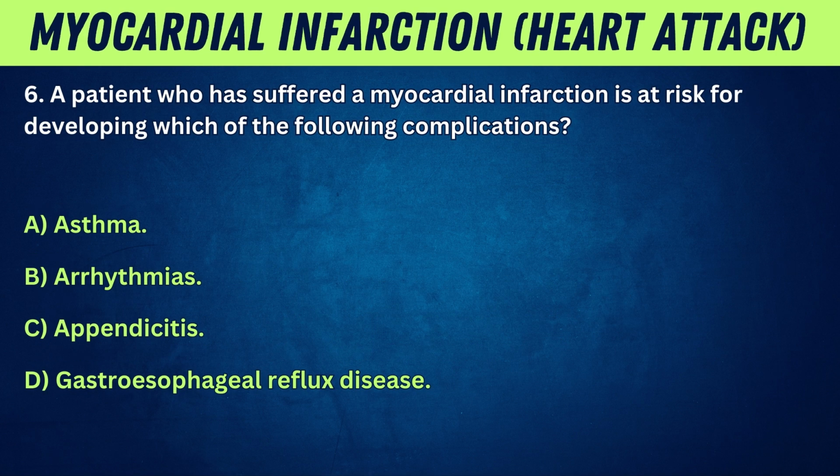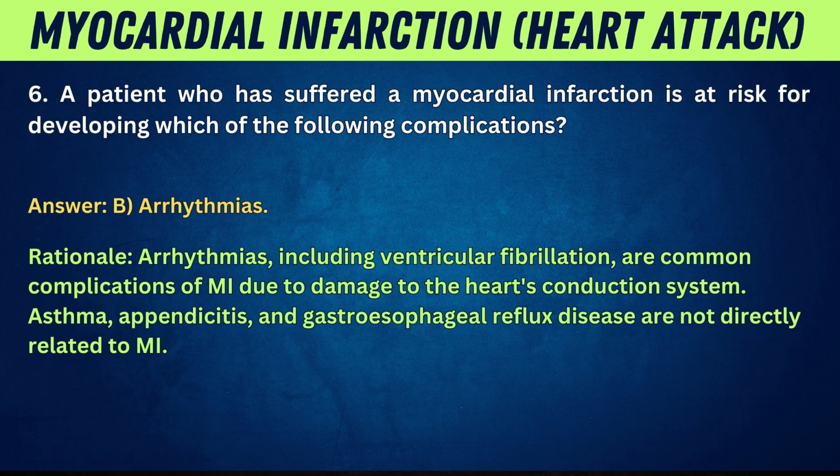6. A patient who has suffered a myocardial infarction is at risk for developing which of the following complications? A. Asthma. B. Arrhythmias. C. Appendicitis. D. Gastroesophageal reflux disease. Answer: B. Arrhythmias. Rationale: arrhythmias, including ventricular fibrillation, are common complications of MI due to damage to the heart's conduction system. Asthma, appendicitis, and gastroesophageal reflux disease are not directly related to MI.